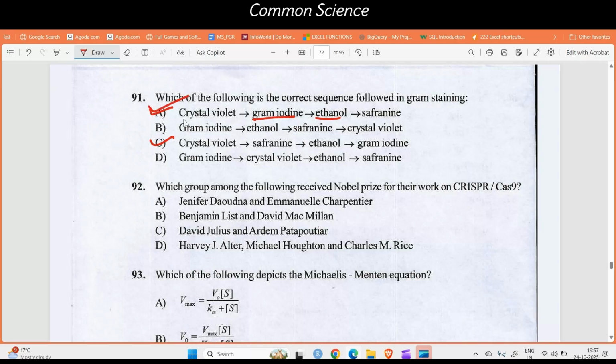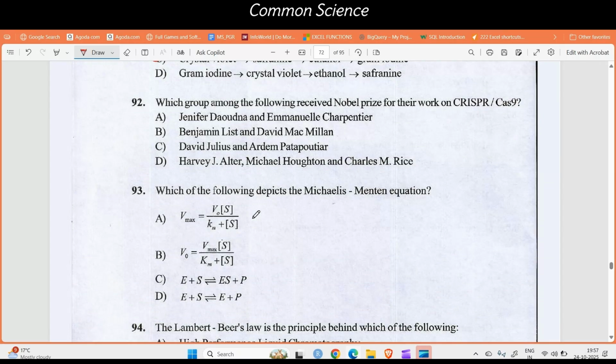Okay. Question number 92. Which group among the following received the Nobel Prize for their work on CRISPR-Cas9? This is a repetitive question. It was asked in the previous examination as well. So it's Jennifer Doudna and Emmanuelle Charpentier. They discovered this CRISPR-Cas9 system.